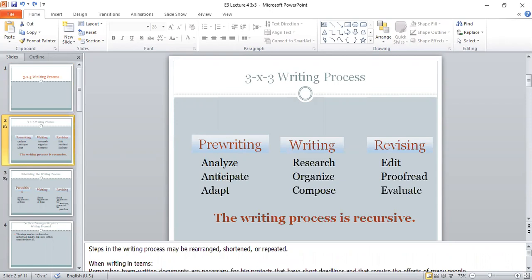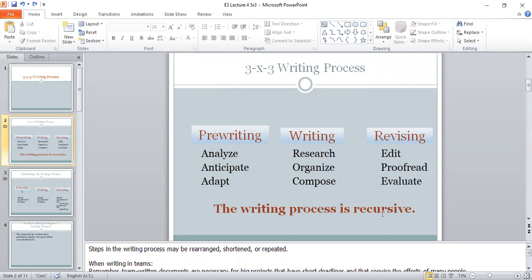Now you may see here that each of them has 3 more sub points that we need to work on. So we deal with pre-writing. It says analyze, anticipate, and adapt. Then writing: research, organize, and compose. Then revising. It includes editing, proofreading, and evaluation of whatever is written.